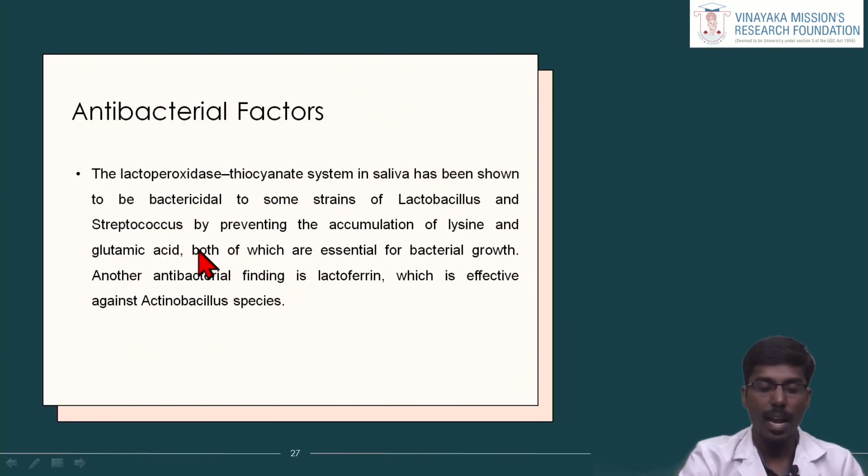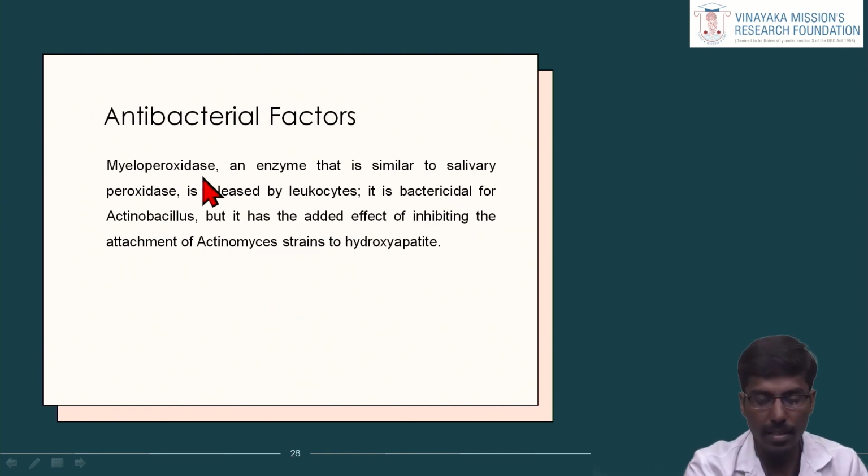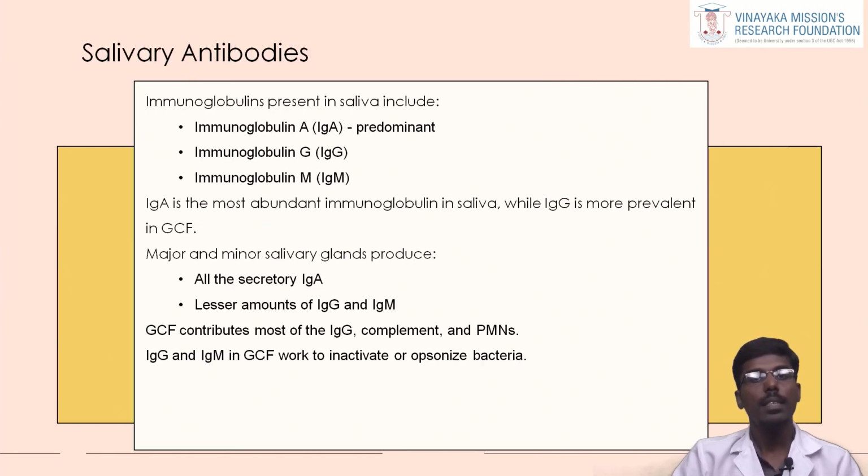Now the second one is the lactoperoxidase thiocyanate system. This is bactericidal especially to some strains of lactobacillus and the streptococcus. Also there is one more enzyme, that is the lactoferrin, which is effective against the actinobacillus species. Now the myeloperoxidase, it is usually released by the leukocyte. It is bactericidal for actinobacillus, but it also has the additive effect of inhibiting the attachment of the actinobacillus strain to the hydroxyapatite.